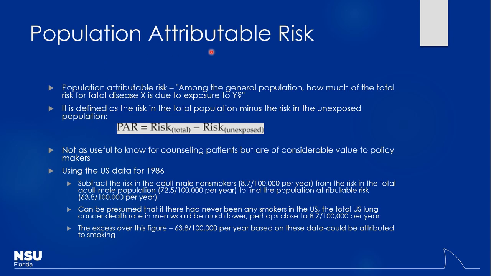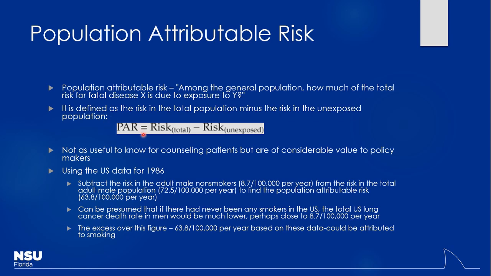Next, if we want to look at the population attributable risk, so basically this is a way to extrapolate data from, say, a certain subset of a sample into the entire population, right? So when we're looking at population attributable risk, basically what we're asking ourselves is, among the general population, how much of the total risk for disease X is due to exposure Y? So how much of fatal lung cancer cases is due to smoking in this example here.